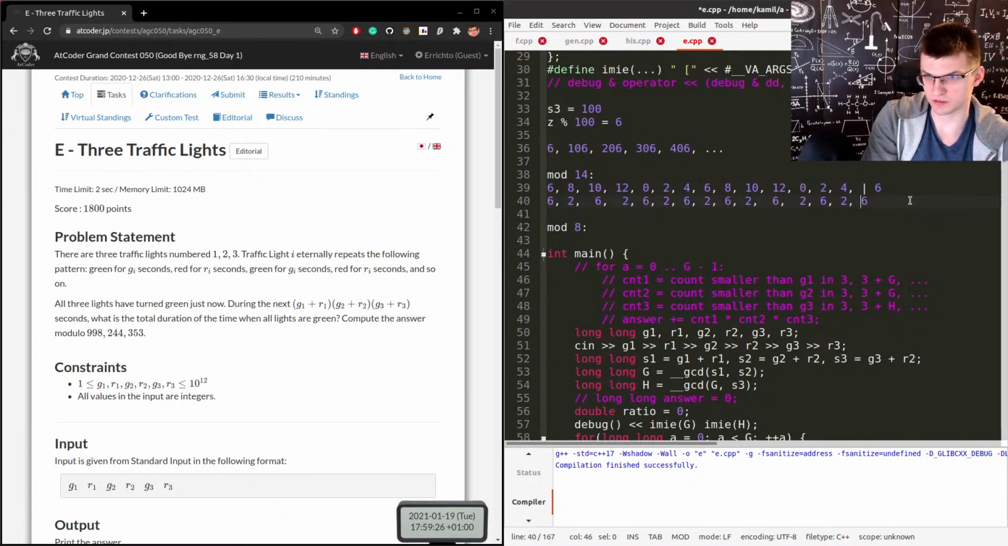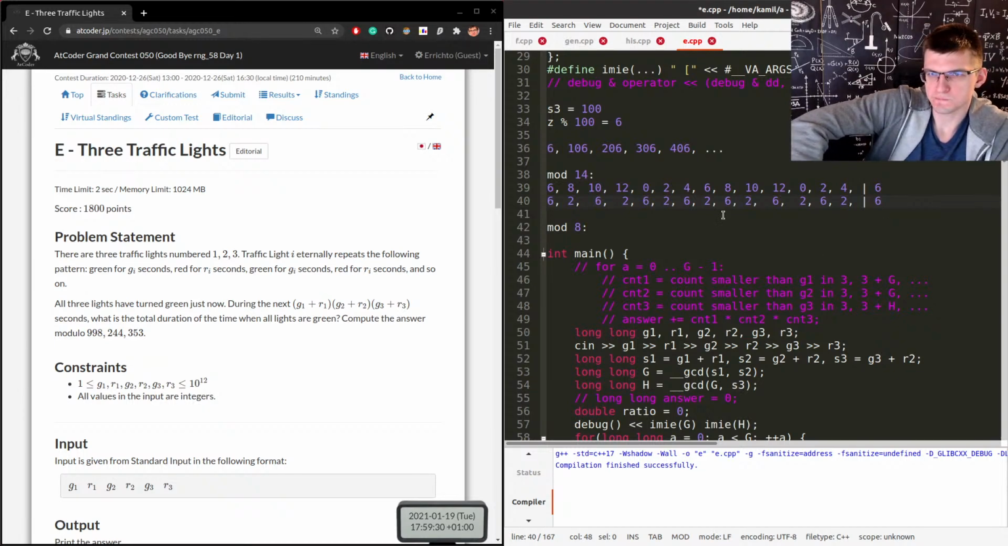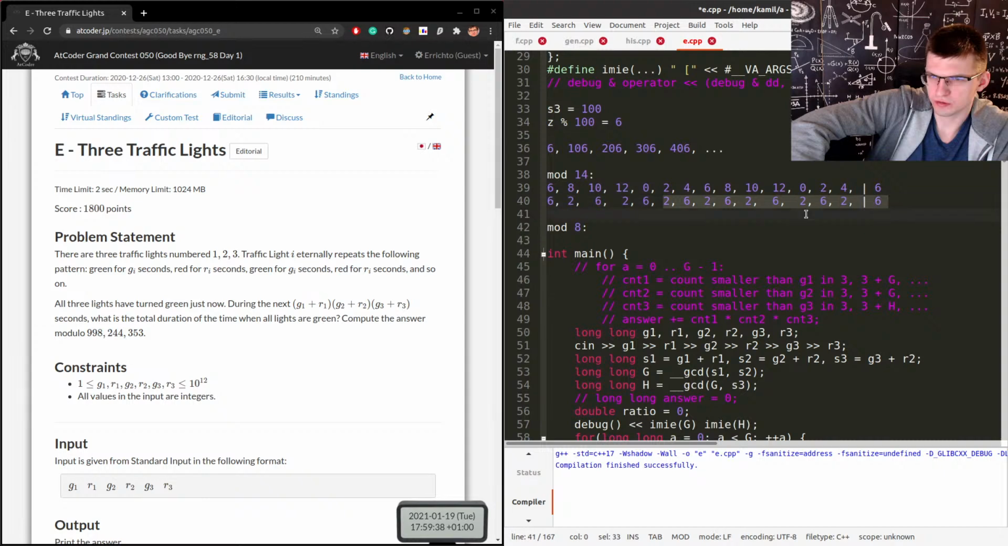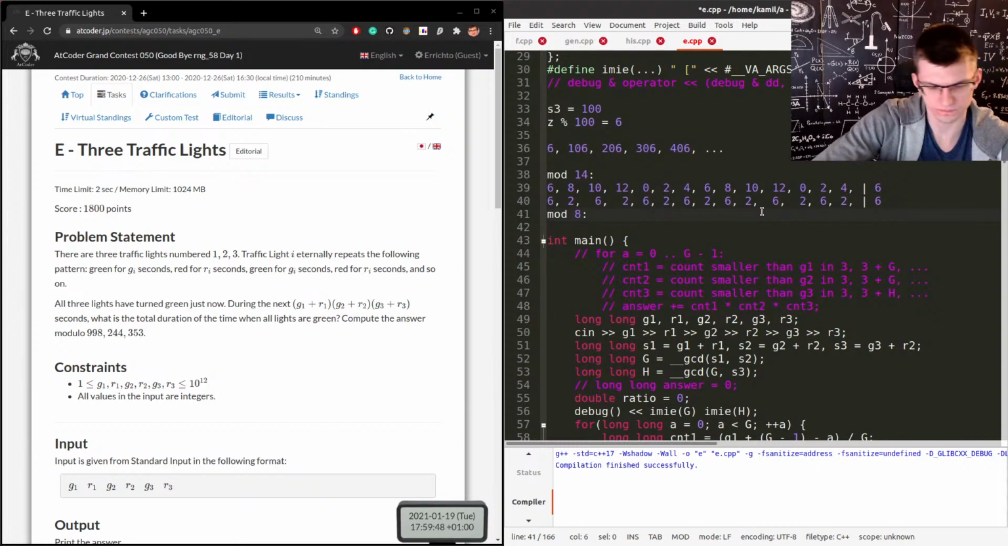Yeah, we have 6, 6, and then at the end 6, 6. There is a cycle. And among this, I need to say what's the number of numbers here smaller than green 1 and there smaller than green 2. Yep. Yeah. This thing above was modulo 8, this thing is modulo 14.